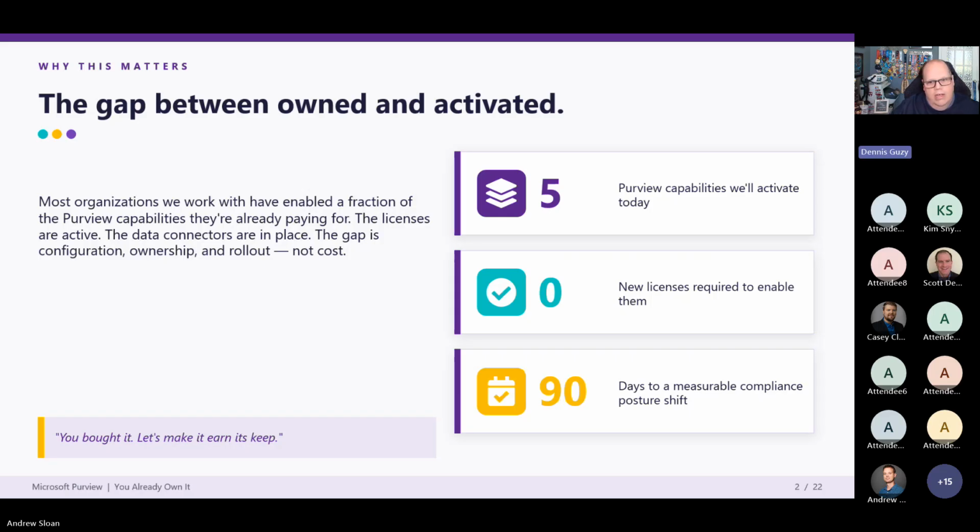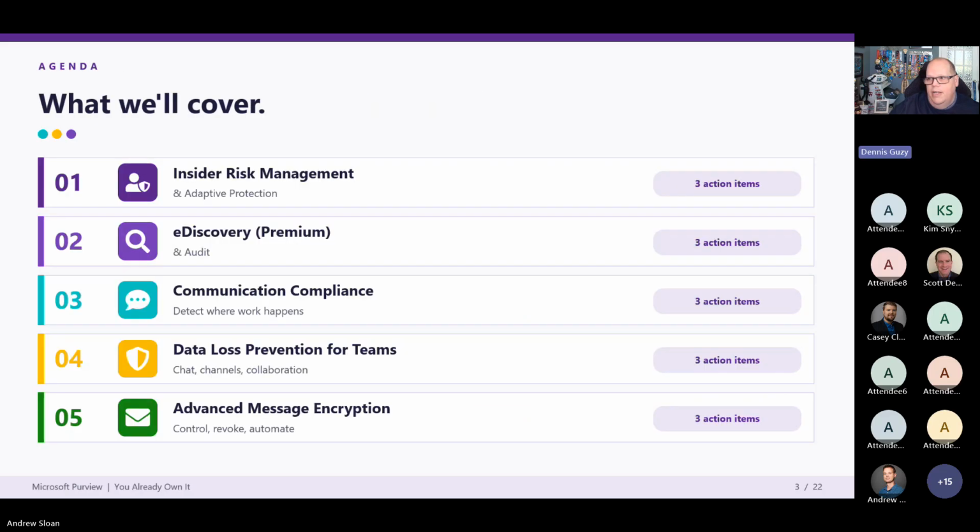What are the 5 topics we're going to talk about? In order today: insider risk management paired with adaptive protection, e-discovery premium and audit, communication compliance, data loss prevention in Teams, and advanced message encryption. Now, these are amazing features in the product.